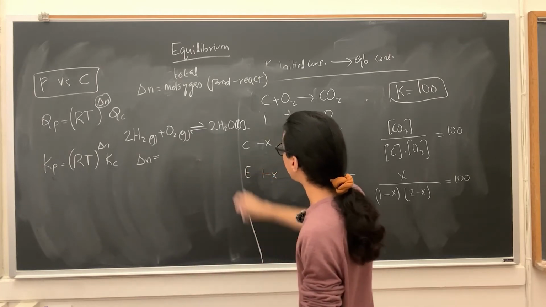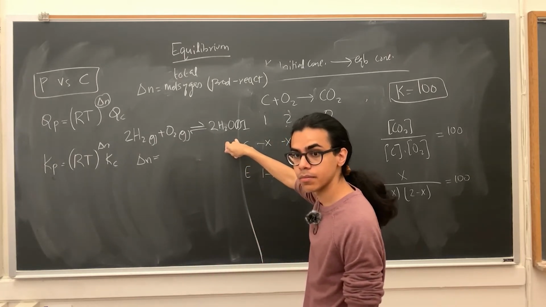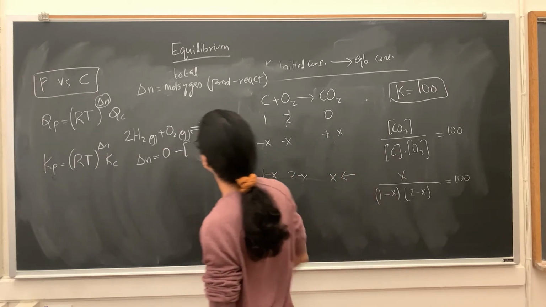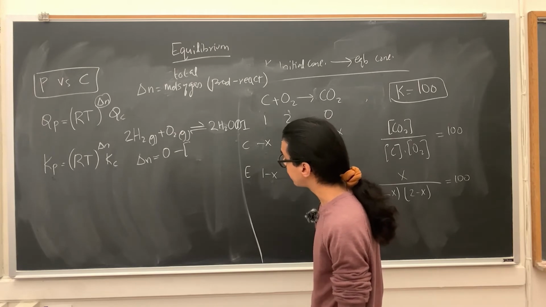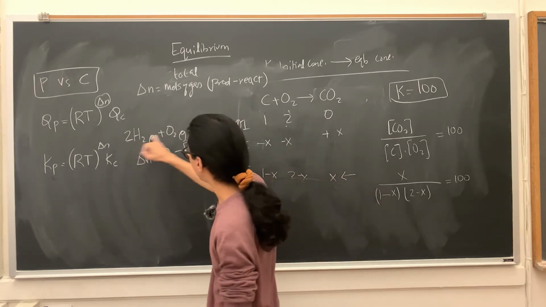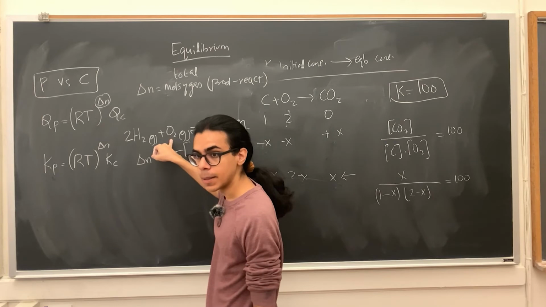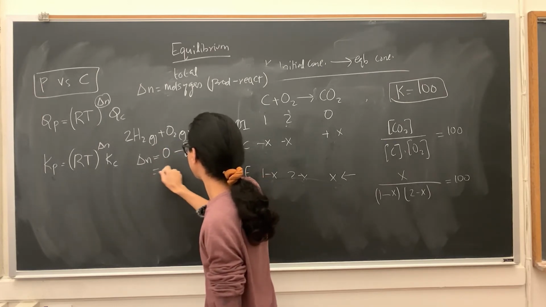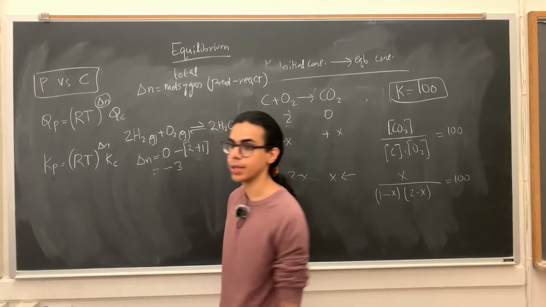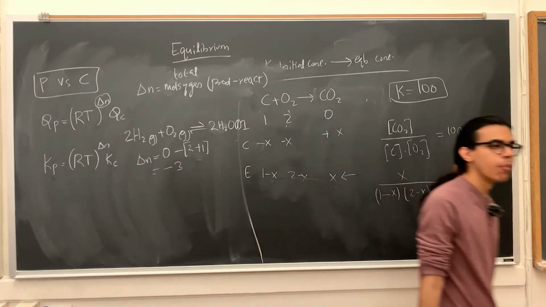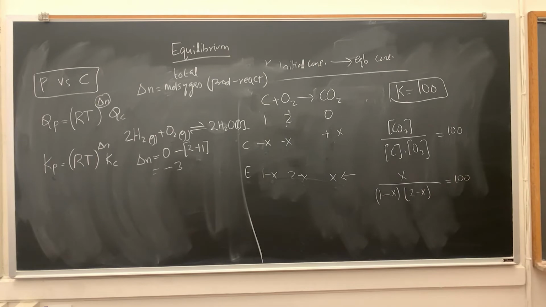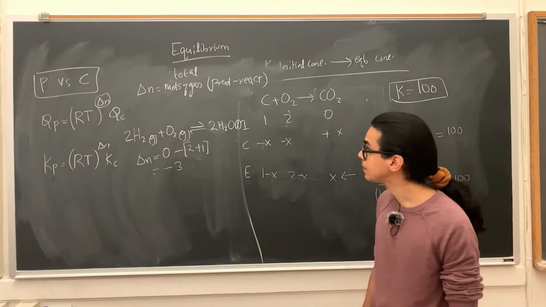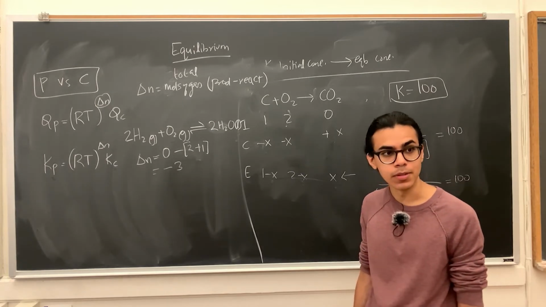Products minus reactants. Any gas on the product side? None. It's all liquid, so 0. Minus any gas on the reactant side? Yes, 2 plus 1. So delta N in this case would be -3. Right? Your moles are just the coefficients. It's not given mass over molar mass. No. Just that. Stoichiometric moles.